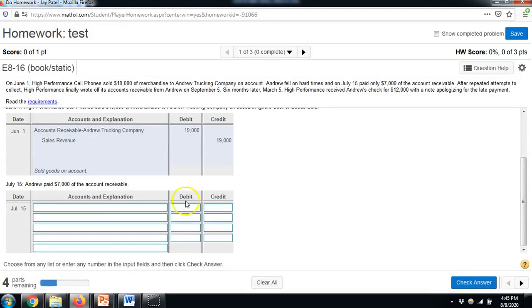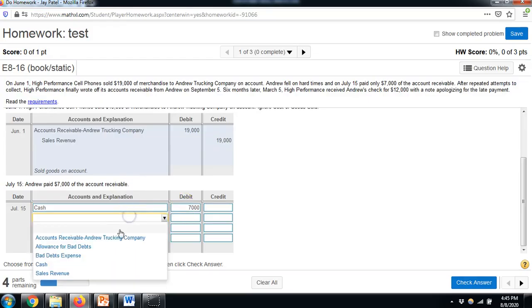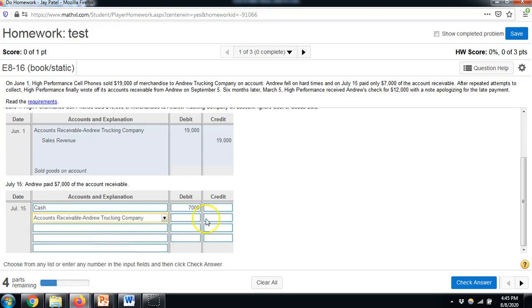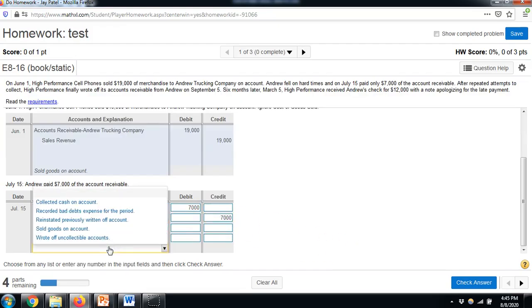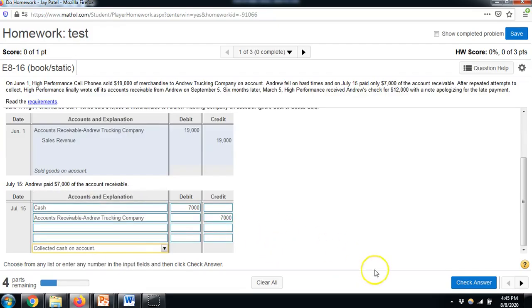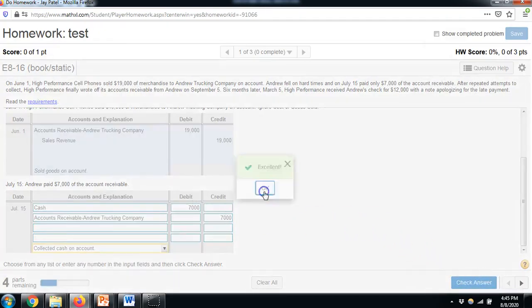So next, Andrew paid $7,000 on the account receivable. So we're going to collect cash, which is going to be a debit of $7,000. And since he's paying off part of his receivable, we have to reduce the receivable by the amount that he's paid off. And so this is collected cash on account. So let's check that. Okay.